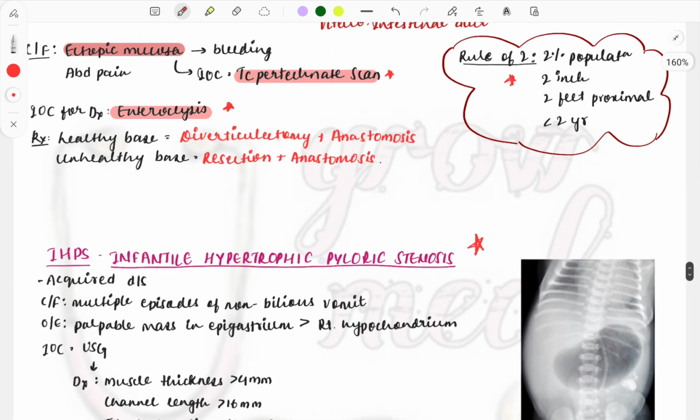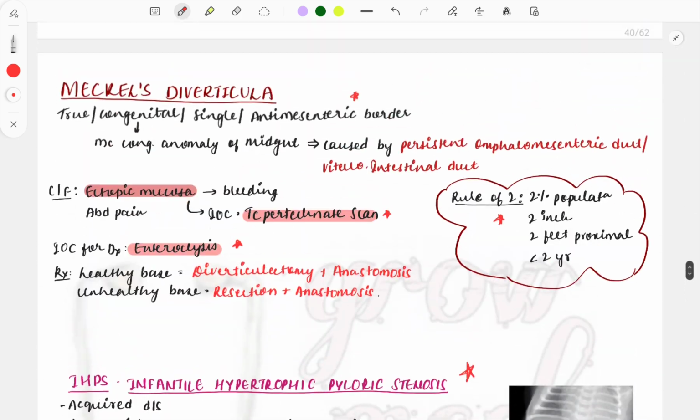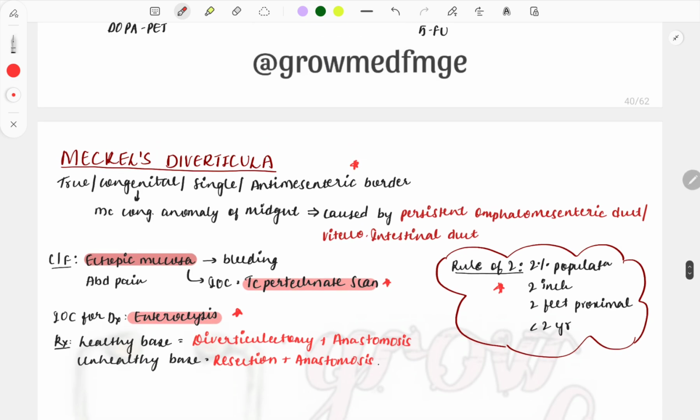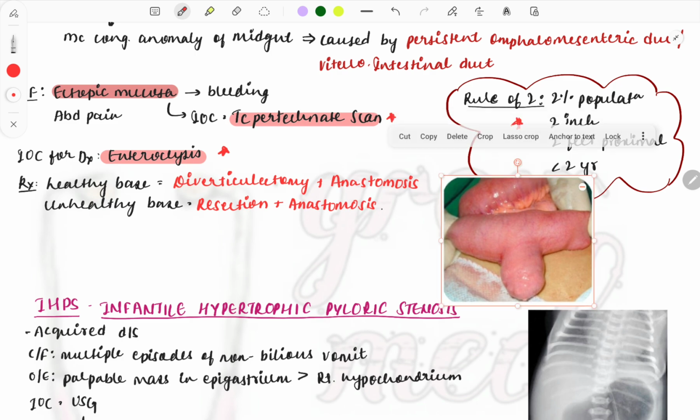Also, image-based questions have been asked on this Meckel's diverticulum, so let me show you an image of this. Okay, this is the image of this diverticulum, and you can see here how it looks.